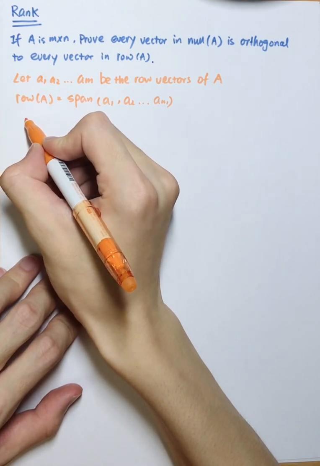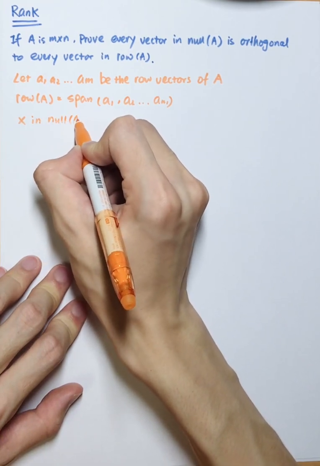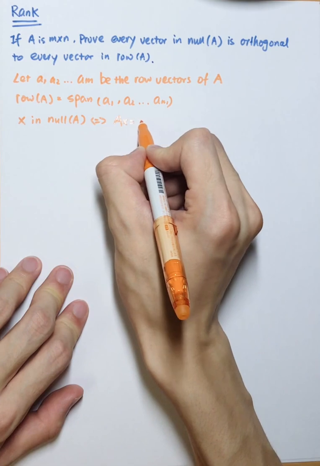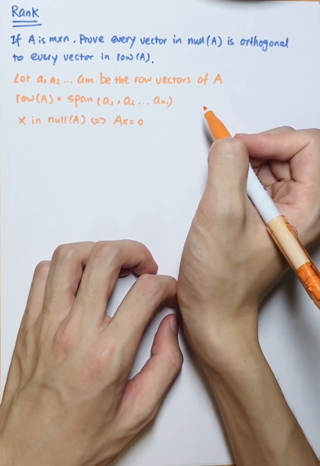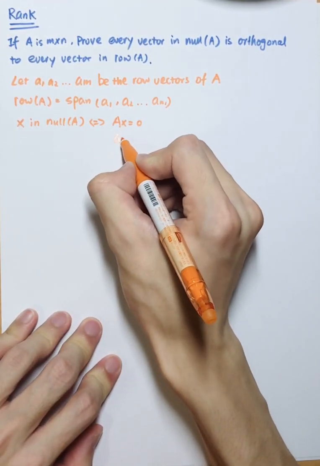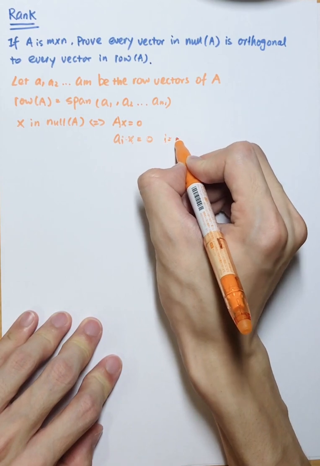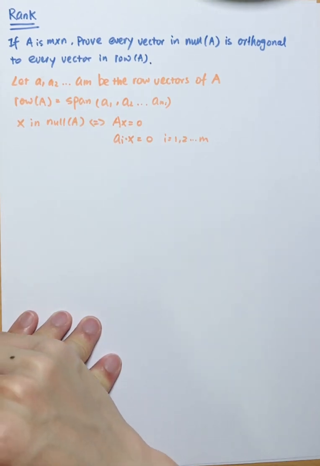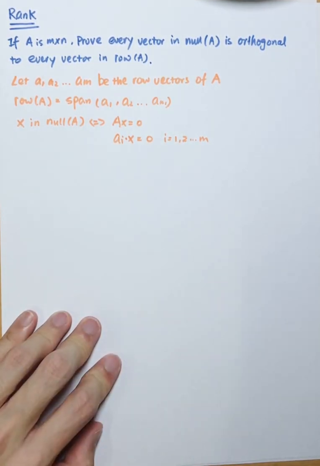Suppose there is some X which is in null space. This will imply, as I said before, AX is 0. And we also have something like Ai dot X is 0 for i is 1, 2 until m. Do you know why is that? Because Ai is a row of A.